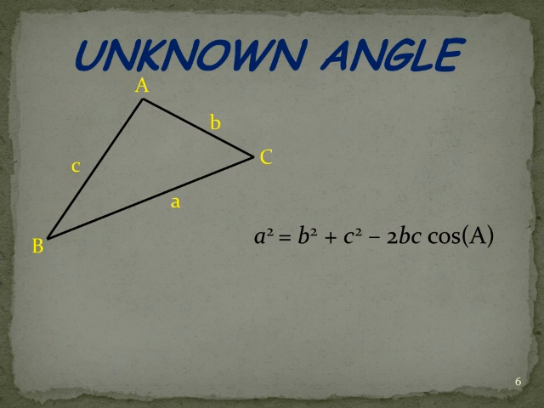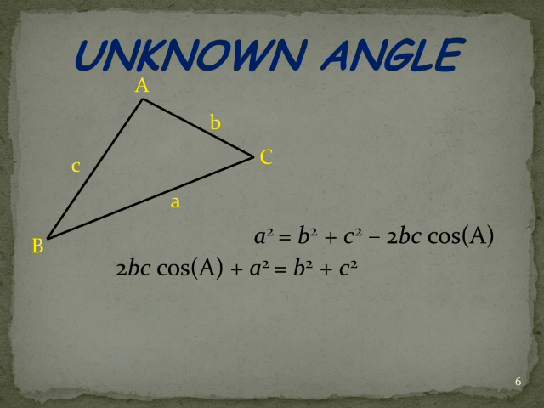So the first thing we're going to do is move the minus 2bc cos a to the left hand side of the equal sign, and it goes from being minus 2bc cos a to being plus 2bc cos a. So on the left hand side we now have 2bc cos a plus a squared is equal to b squared plus c squared.